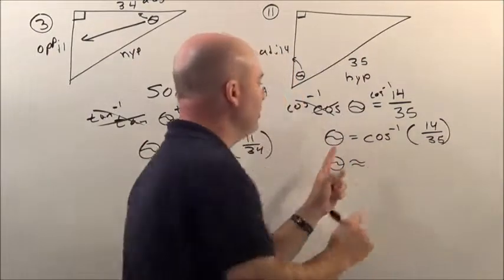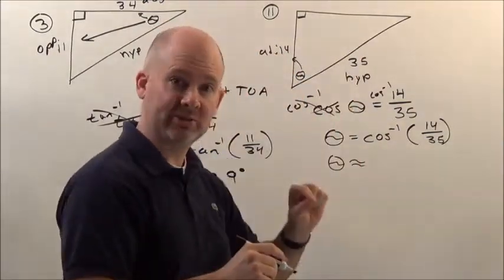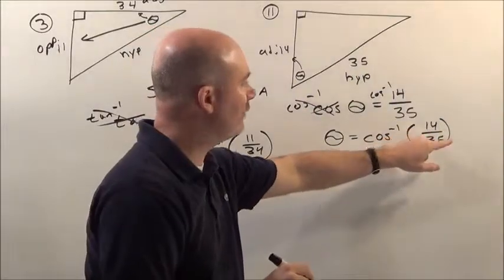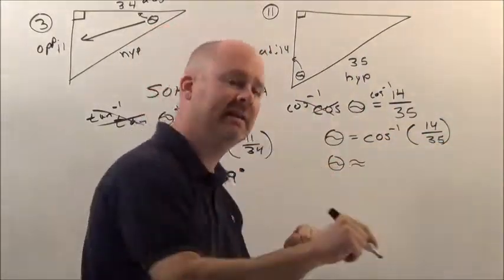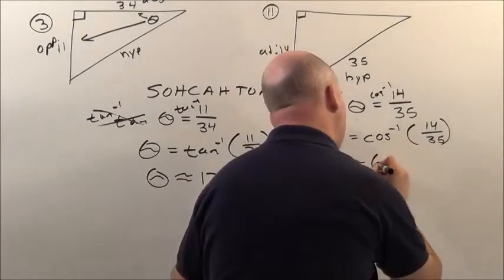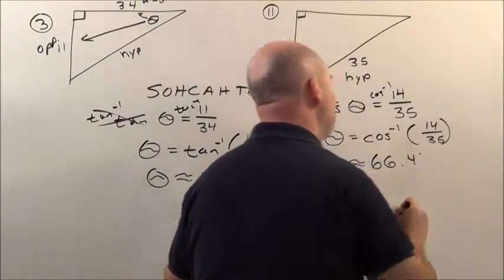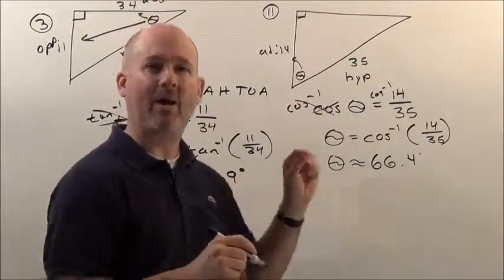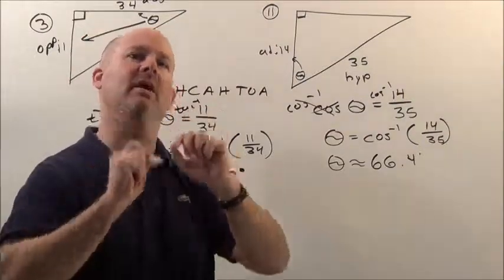Put it in the calculator. Again, what you're going to do is hit the second cosine button, parentheses, 14 divided by 35, close your parentheses, hit enter, boom. Out will crank approximately 66.4 degrees. This angle would be about 66 4/10 of a degree.